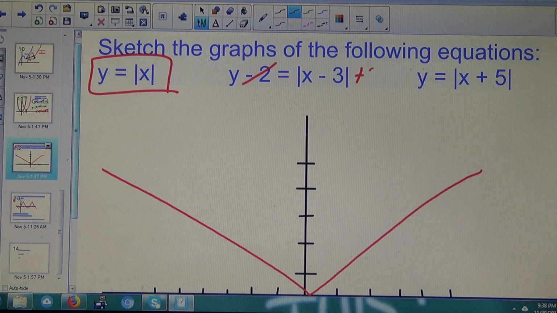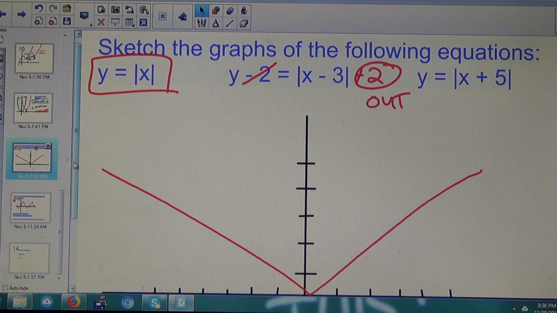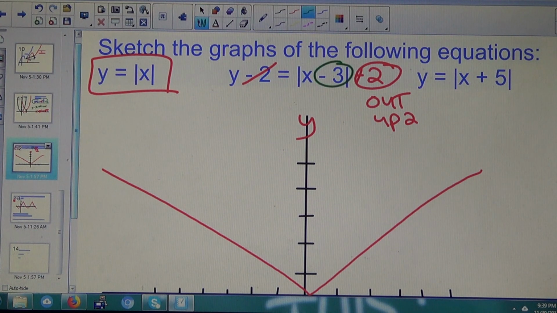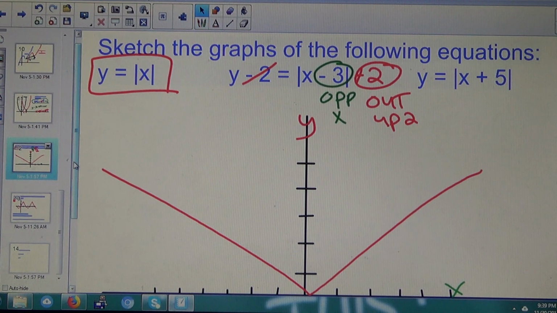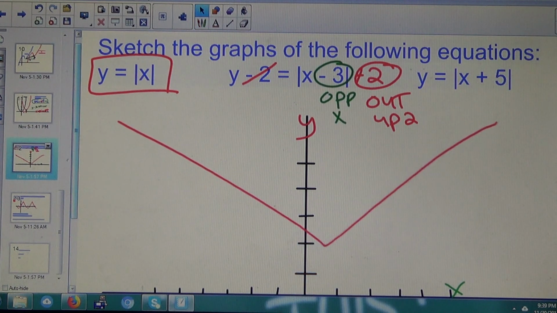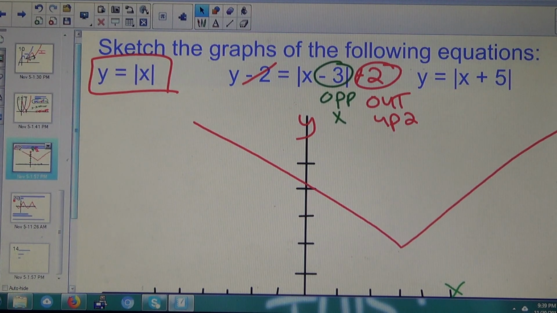This -2 will now be a +2. So where's the +2 located? Inside or outside? Outside. So outside for which values? The y's, and we're going to do the same. So y-axis runs up and down. So what would this mean? We're going to go what? Up, 2. And then what are we going to do on the inside here? The opposite, and it's the x's, so that runs left and right. If it's the opposite of -3, it would be a +3. So I'm going to go up 2, and then plus to the right, 1, 2, 3, and there would be my graph from the original.